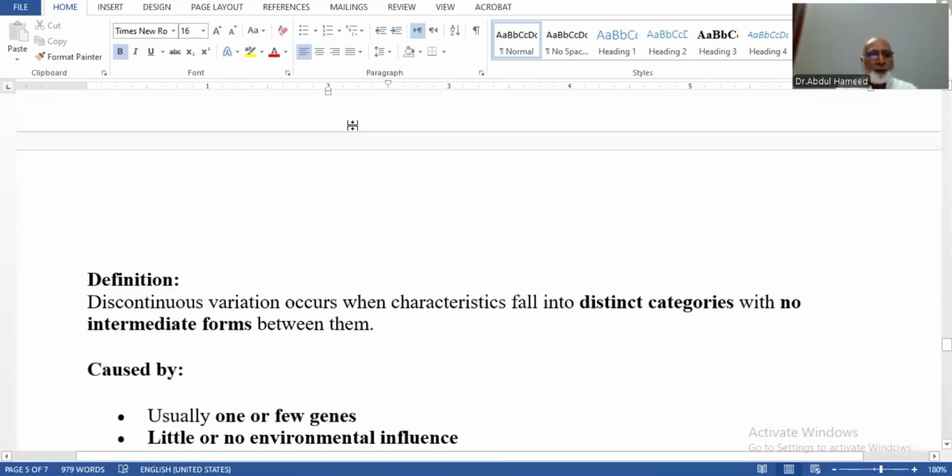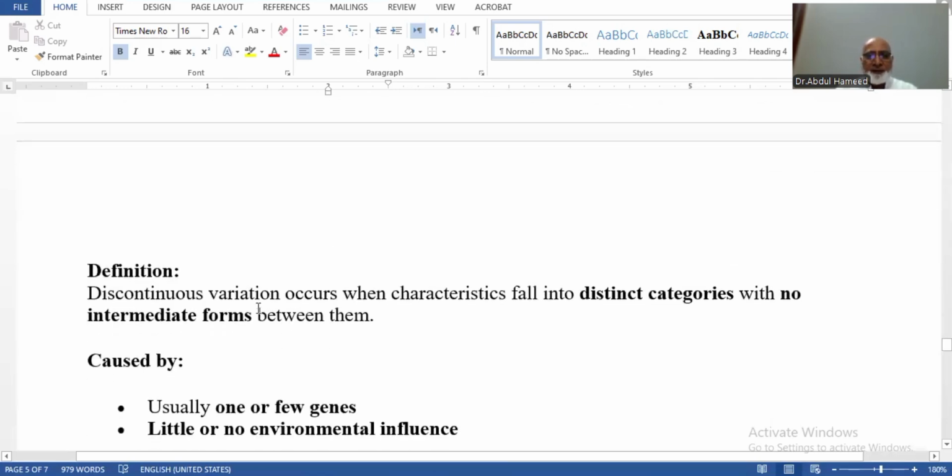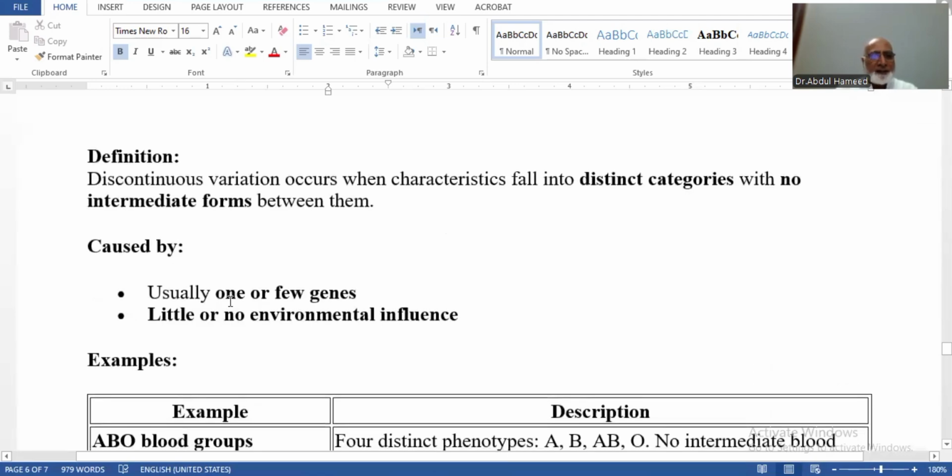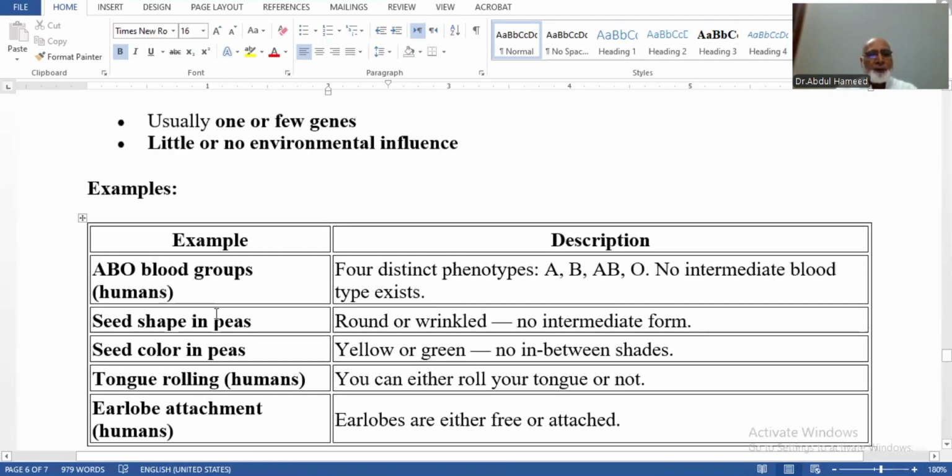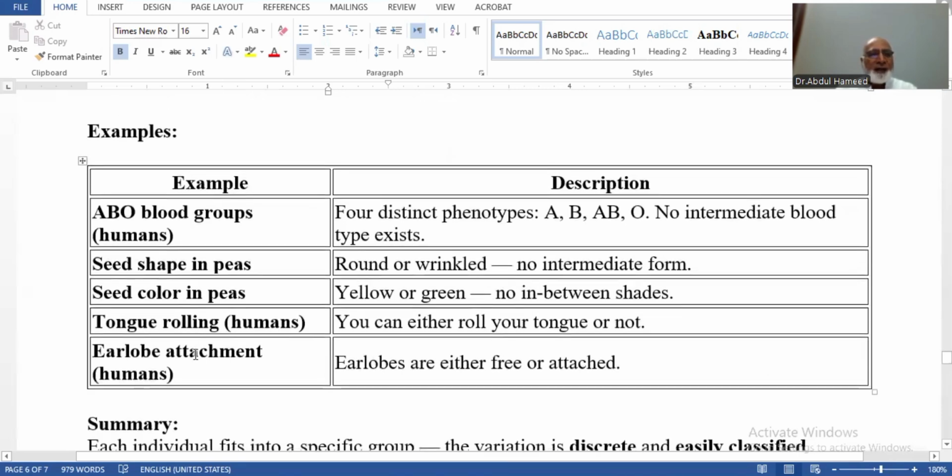If we talk about discontinuous variations, the definition is already there and causes are known. Examples, yes. In case of investigation, we may deal with the examples if the data is given in our exam. ABO blood groups in humans: four distinct groups, A, B, AB, O, and no intermediate blood groups. Seed shape, round or wrinkled, no intermediate. Seed color, yellow or green, no in-between shades. Tongue rolling in humans is a very famous feature and character. You can either roll your tongue or not.